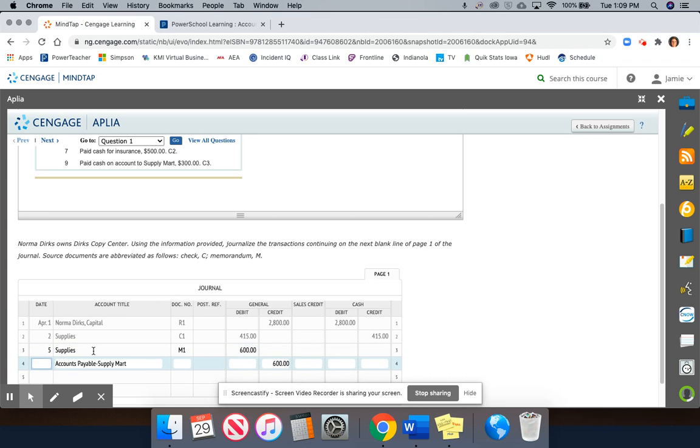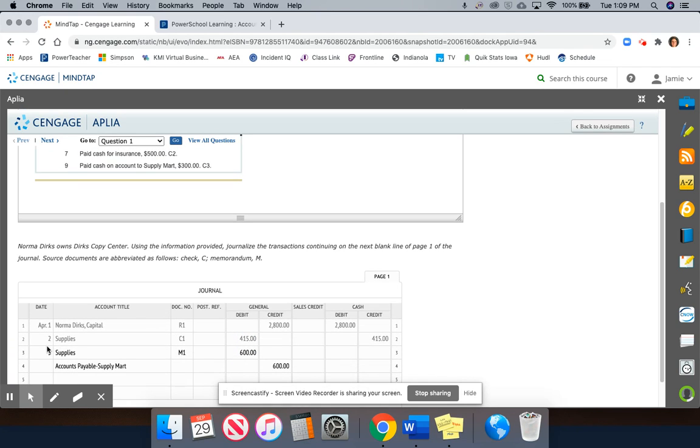So anything that's in this general account title, so we have supplies, is being debited for 600. So it's labeling that general column. Accounts payable Supply Mart is being credited for 600. Liabilities, which are accounts payable, that's our only liability, increase with a credit. We're increasing the amount that we owe them. Supplies, which is an asset, increases with a debit. So we're debiting supplies for 600.